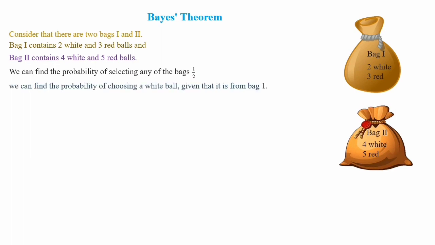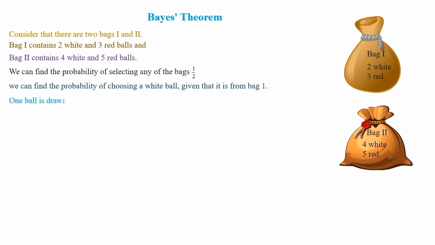Next, we have already learned in conditional probability. We know how to find the probability of choosing a white ball given that it is from bag 1. This is conditional probability. The given condition is there: one thing has already happened. You have already selected bag 1, and what is the probability of choosing a white ball from that? So this is a conditional probability we have learned in this chapter itself.